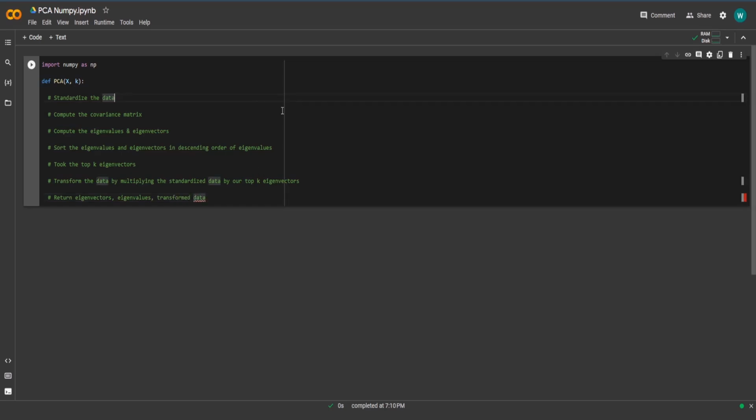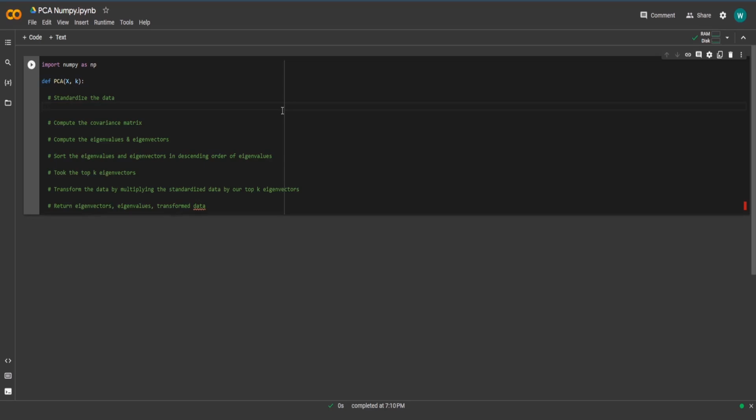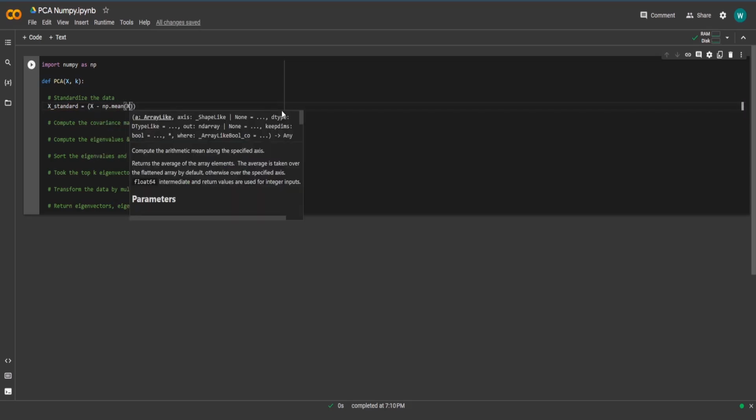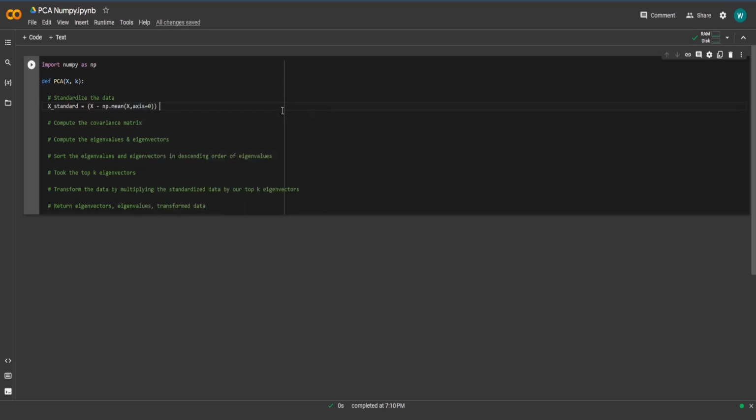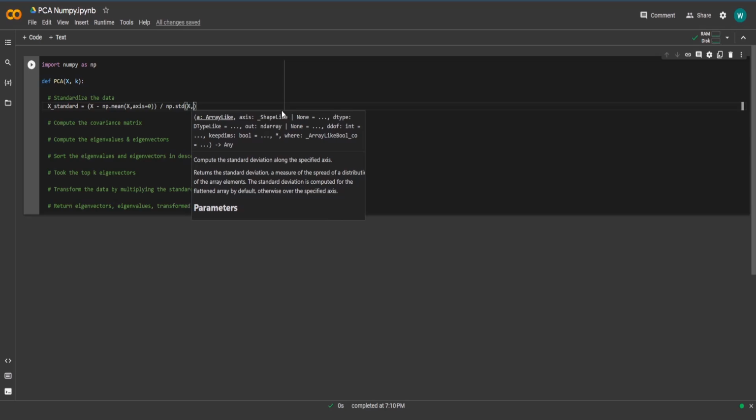All right, let's start with the first one, standardizing the data, X standard. We're just going to take our data and subtract the mean along axis equals 0. That's just saying that each of our features is indicated by columns, right? So each row is an observation. And then we divide that by the standard deviation of X, same thing, axis equals 0.